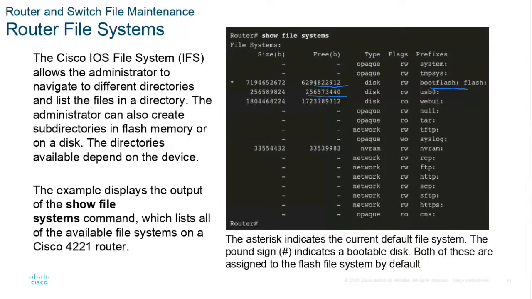The NVRAM is where the startup configuration is stored when you copy run start. In this case, the asterisk tells us this is the boot system, so when the device boots up, it's going to boot the IOS from that drive. This is kind of like the default condition.